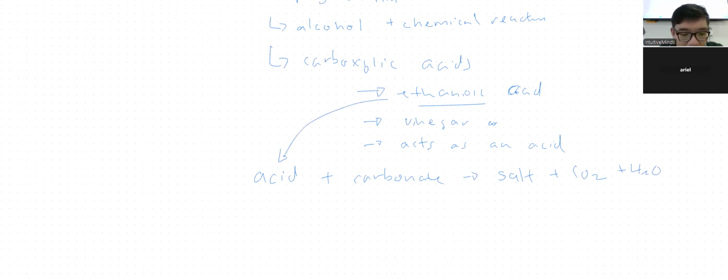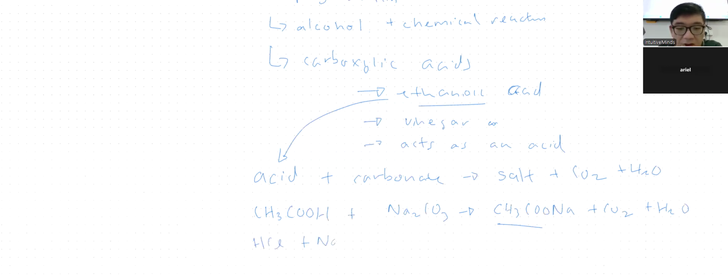Example, CH3COOH plus sodium carbonate will give you sodium ethanoate plus carbon dioxide plus water. This is similar to hydrochloric acid plus sodium carbonate. What will it give you?